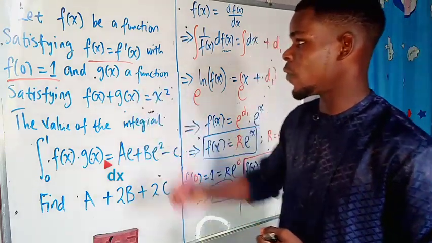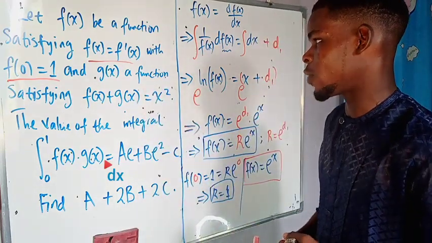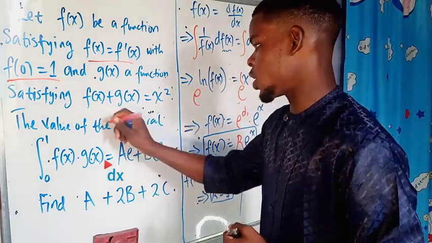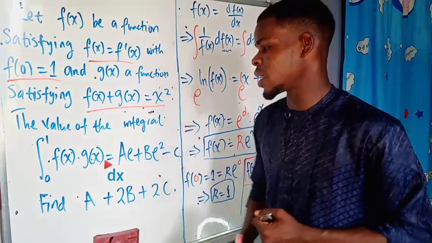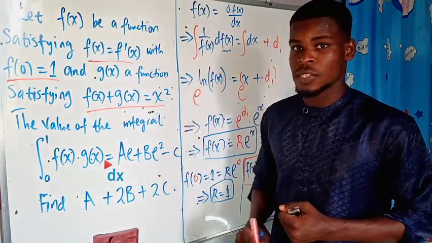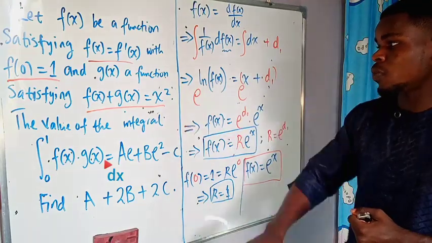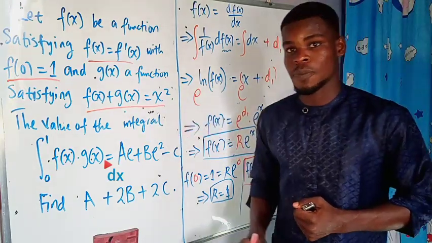Good. So that is the function, that is f of x. It's said to be what? e to the power of x. Now we have another equation here which tells us that the sum of f of x and g of x is going to be x squared. And since we've gotten f of x to be e to the power x, that means g of x will be the difference of x squared and e to the power x.